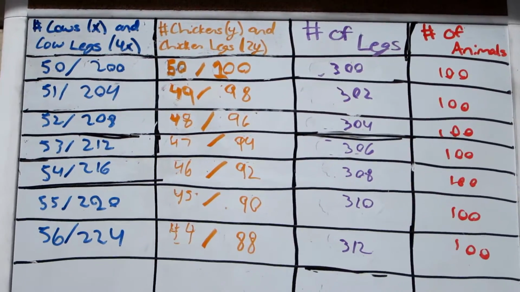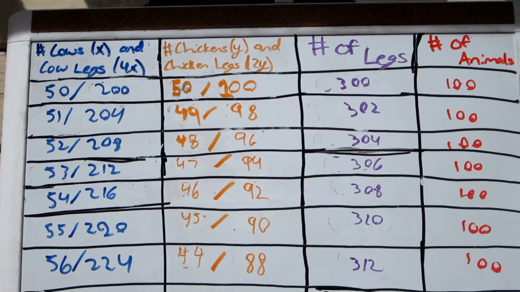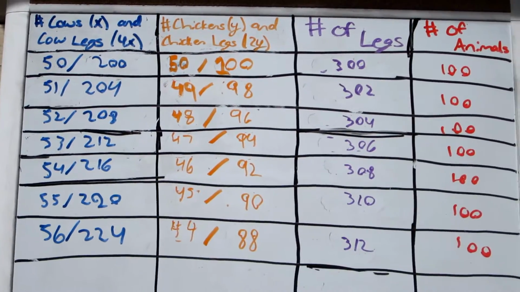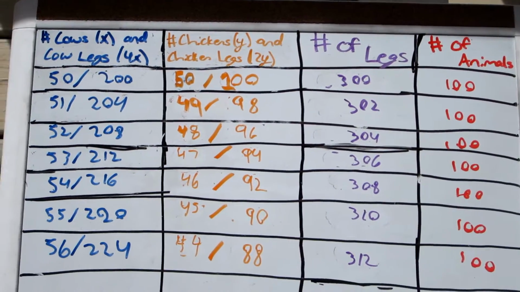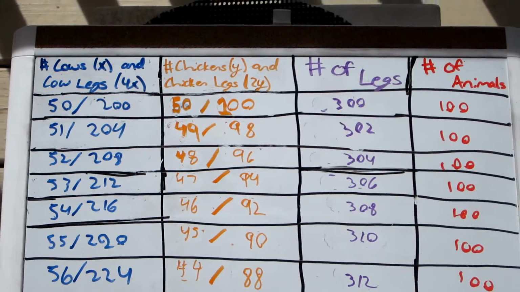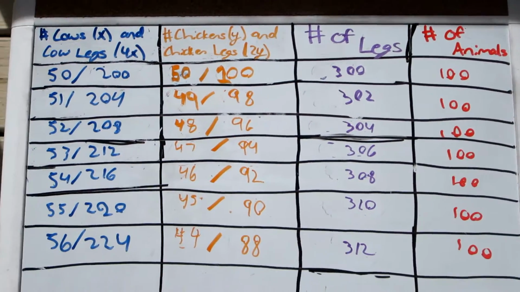This is Andrious, aka Dr. Dre, and I will work out the following. This is the guess and check table method. You have the number of cows, which is X, and the cow legs, which is 4X, because cows have 4 legs. In the second column, you have number of chickens, which is Y, and chicken legs, which is 2Y, because chickens have 2 legs. You have number of legs and number of animals.